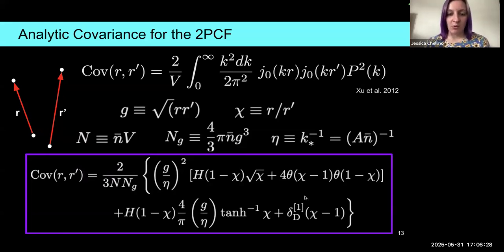Now, something that I want to point out are these factors of g over eta. If g over eta is greater than 1, the physical part of the power spectrum dominates over the shot noise piece. If g over eta is less than 1, the shot noise piece dominates over the physical part of the power spectrum. So with the way we evaluated the covariance with our power spectrum model, we were able to get an analytic covariance in terms of physically relevant quantities that tell us about the behavior of the covariance.